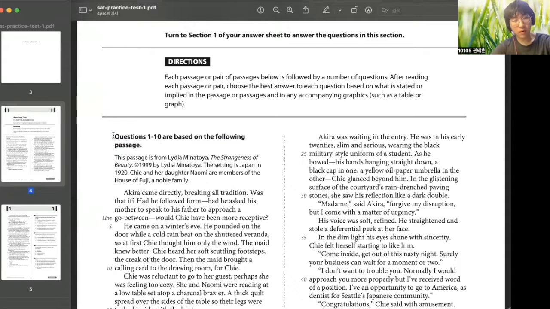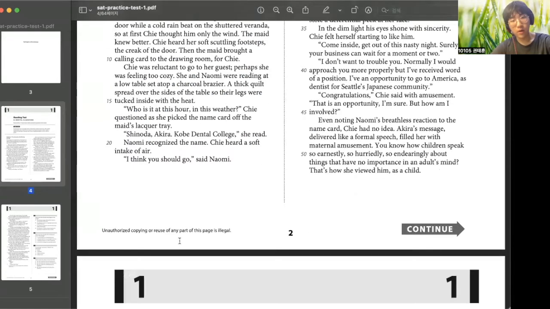Now we have just gone over the basics of the passages. We can now go on to the questions.